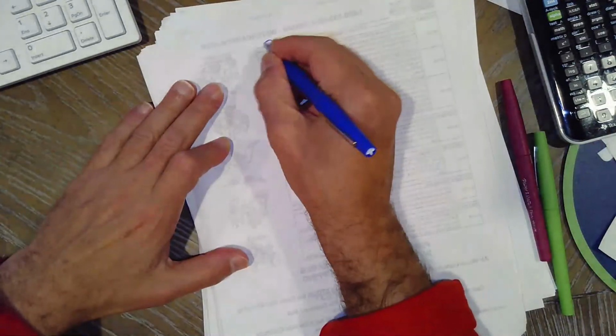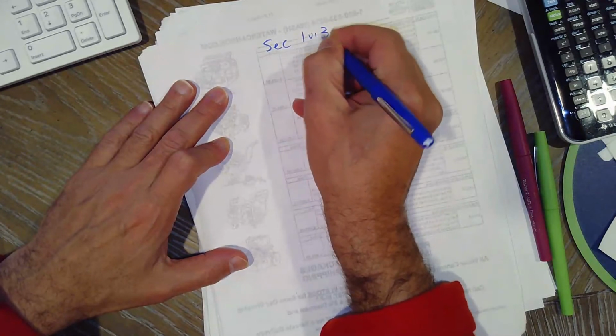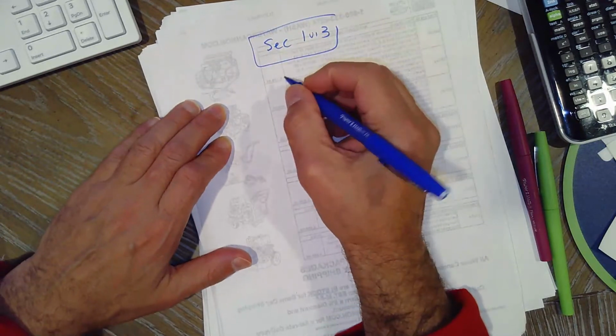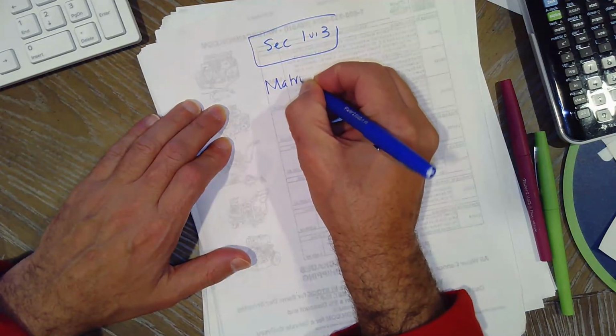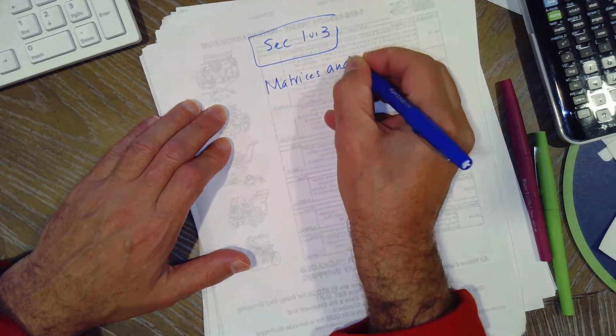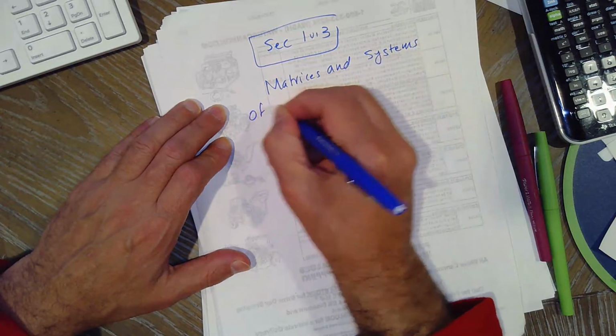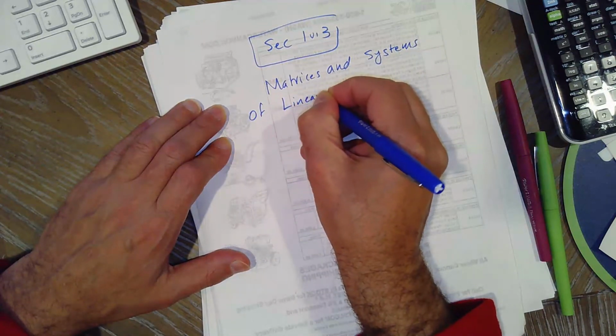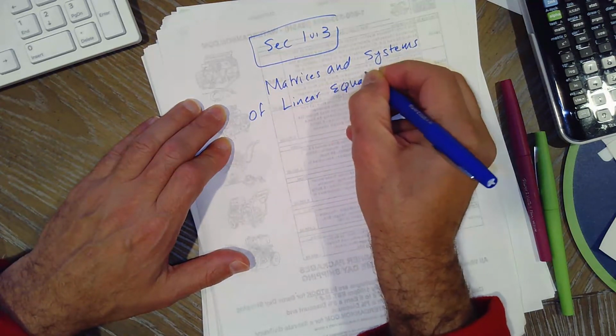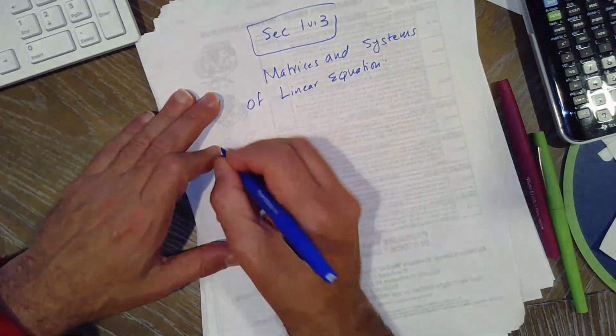Okay, so today I want to start section 10.3, which is of matrices and systems of linear equations. So what is exactly a matrix?